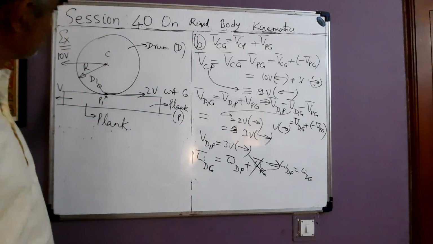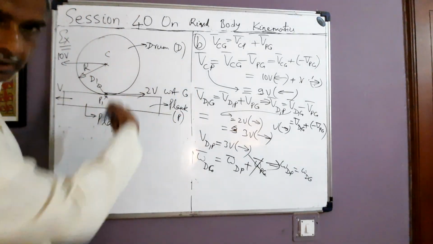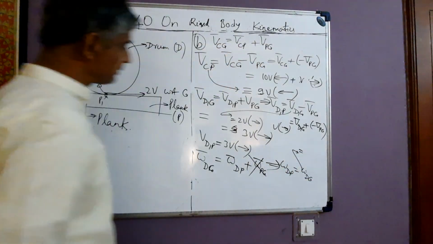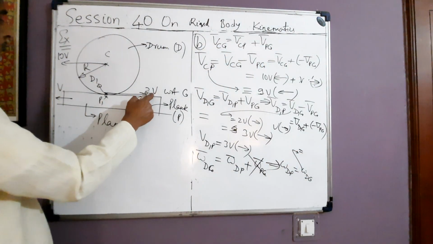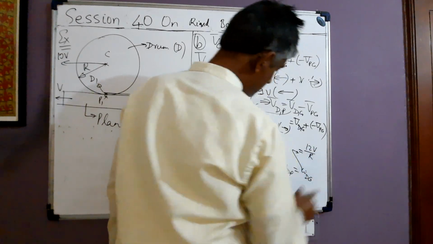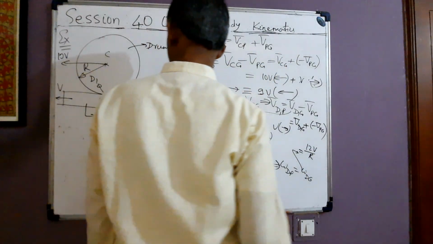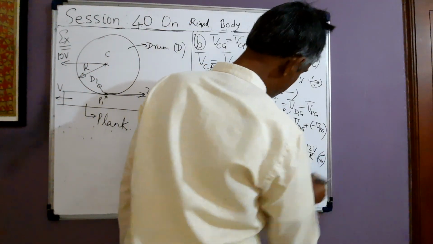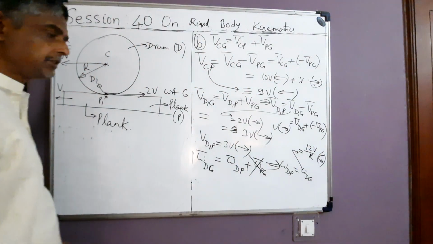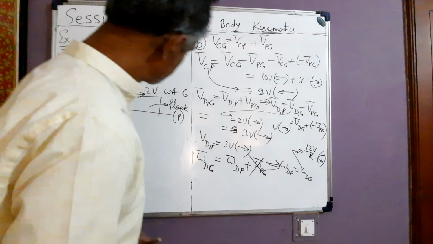Now omega DG we determined in the previous part of the question. Omega DG was determined to be how much? From relative normal speed by separation, 10V plus 2V by R. So that was determined to be 12V by R. This omega was shown to be in anti-clockwise sense. So omega DP is also 12V by R in anti-clockwise sense.